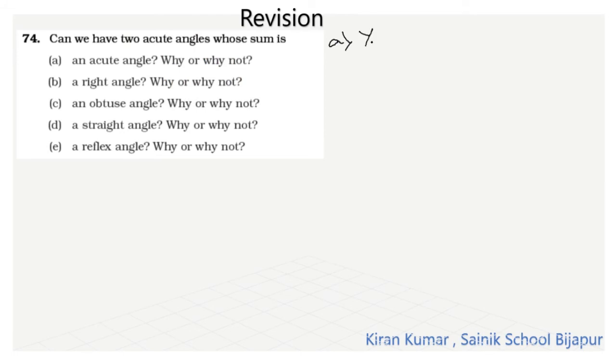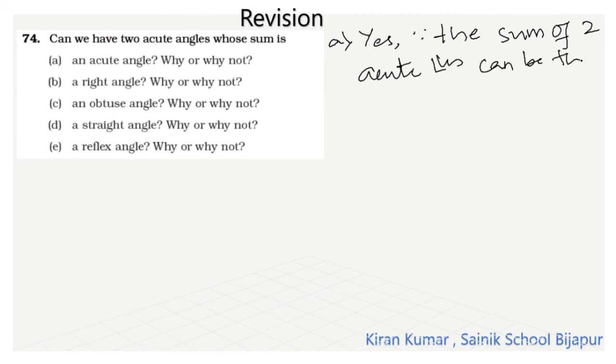Question number 74 is we need to identify two acute angles whose sum is an acute angle. Why or why not? First one is the sum of two acute angles will always be an acute angle. The sum of two acute angles can be a right angle. Sum of two acute angles can be an obtuse angle also. But it is not possible to have a straight angle and the reflex angle. The reason is being mentioned with one of the examples.